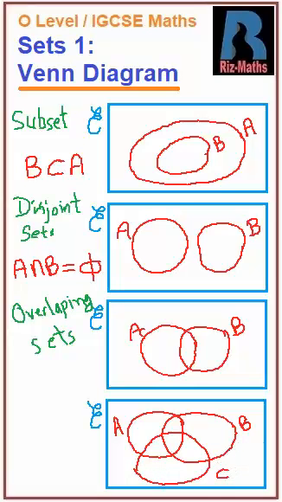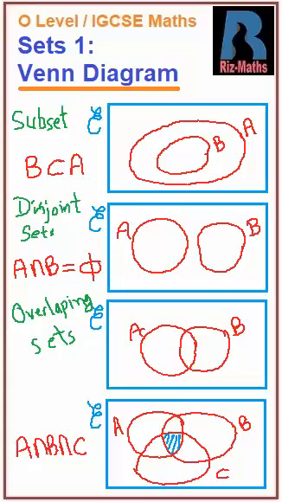Here, if we want to show A intersection B intersection C, which means the most common region of the three sets, that will be this one. This region is present in all three sets.